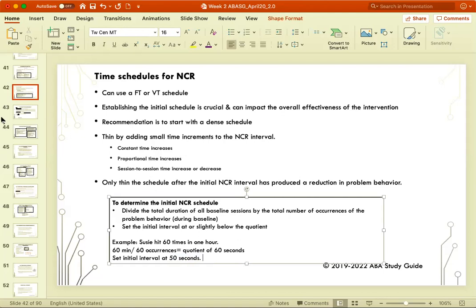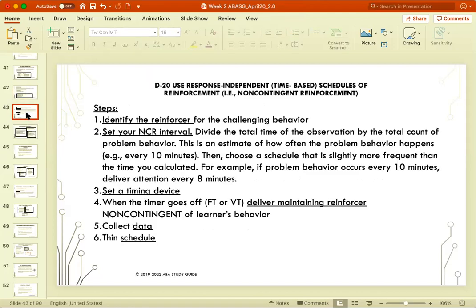This is more important to know. So identify the reinforcer, we've done our FBA, we set our interval, we use our timing device, we choose either a fixed time or a variable time, we deliver the maintaining reinforcer non-contingent of their behavior, we collect the data, and we thin the schedule. This is probably the most important thing.